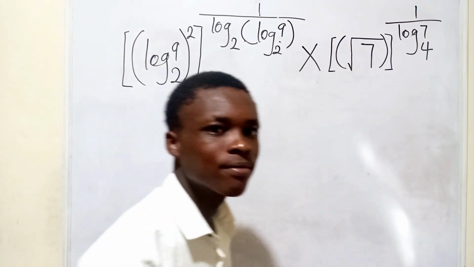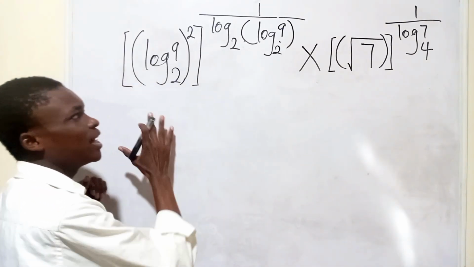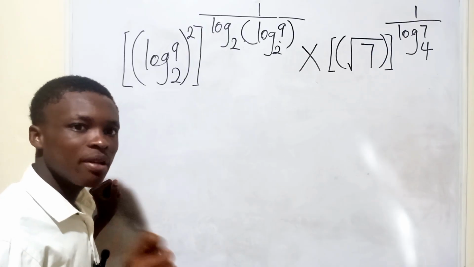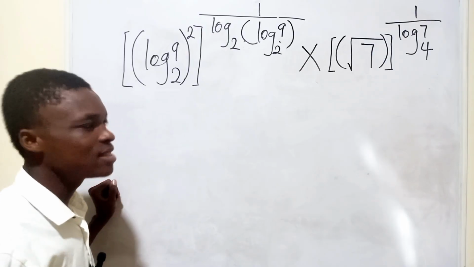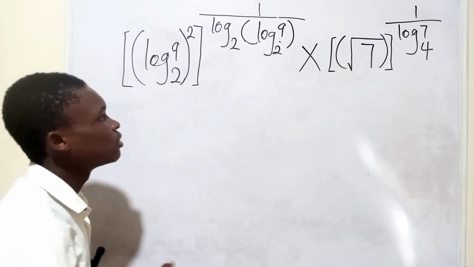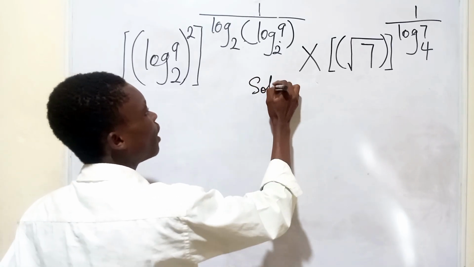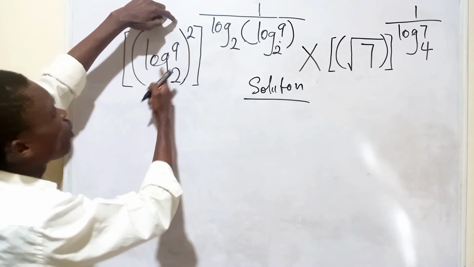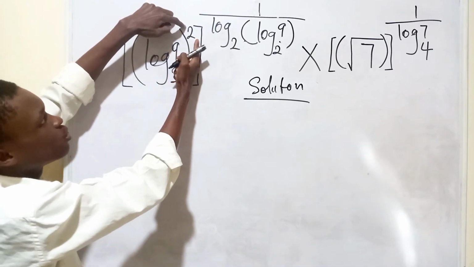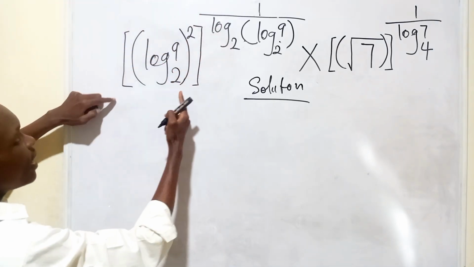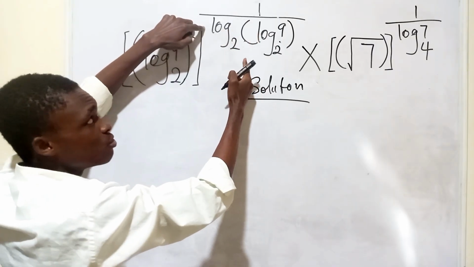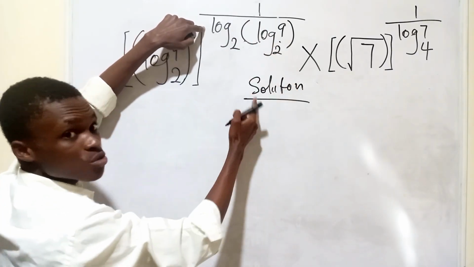Hello and welcome back. Our task today is to simplify this logarithmic expression. To simplify this question correctly, this is the first thing you have to do. Clearly, you can see that this log₄ base 2 is raised to the power of 2, and everything here is raised to the power of 1 by log of base 2 of log₄ base 2.